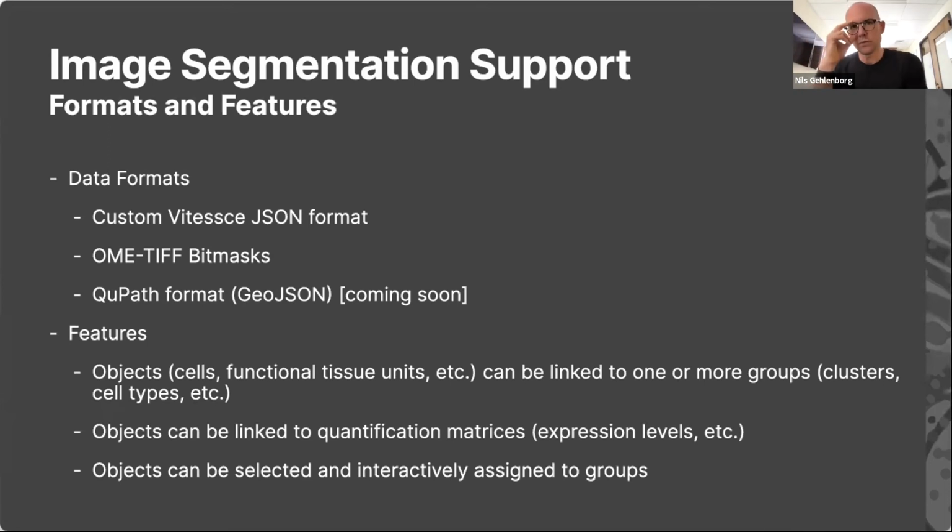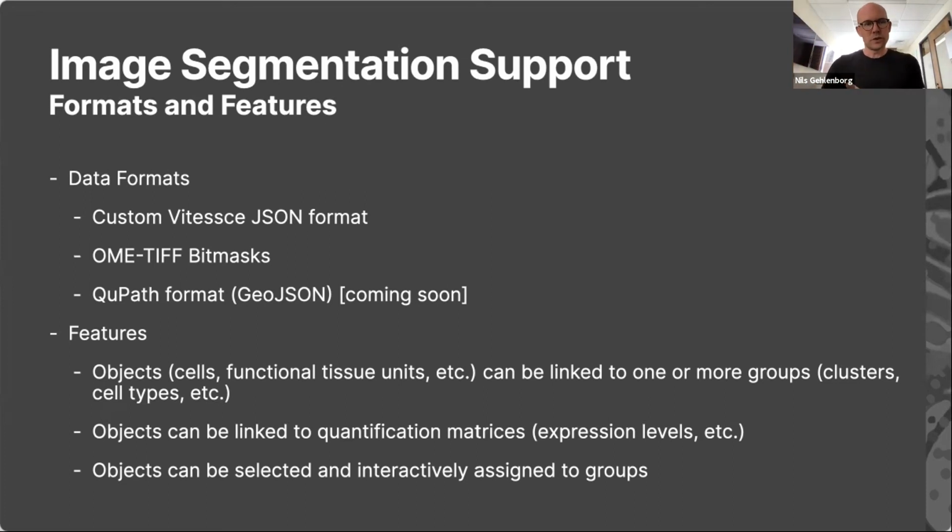What is important to point out, and many of you who are familiar with image software probably know how this works, is that you can associate cells or objects, I should say. This could be cells, but could also be functional tissue units or any other sort of thing that you want to segment out to various groups. So you can assign clusters, you can assign cell types, and many other things. So Vitessce is very flexible when it comes to that.